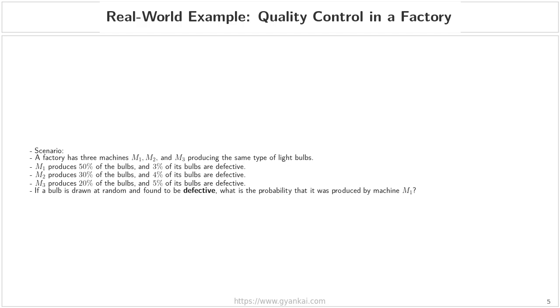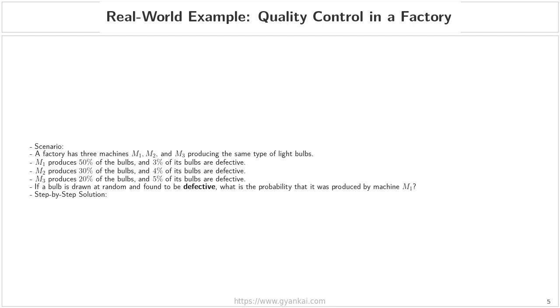Here is our problem. Suppose we pick a bulb at random from the finished stock, and upon inspection, we find that it is defective. Our goal is to use Bayes' theorem to find the probability that this specific defective bulb was produced by Machine 1. Let's walk through the solution step by step, following the logical framework we discussed in the previous slides.